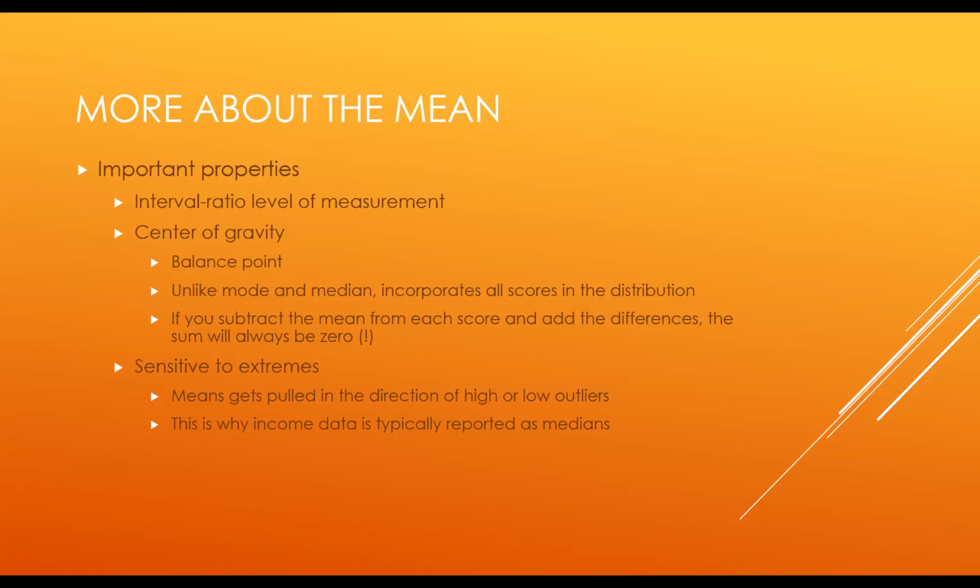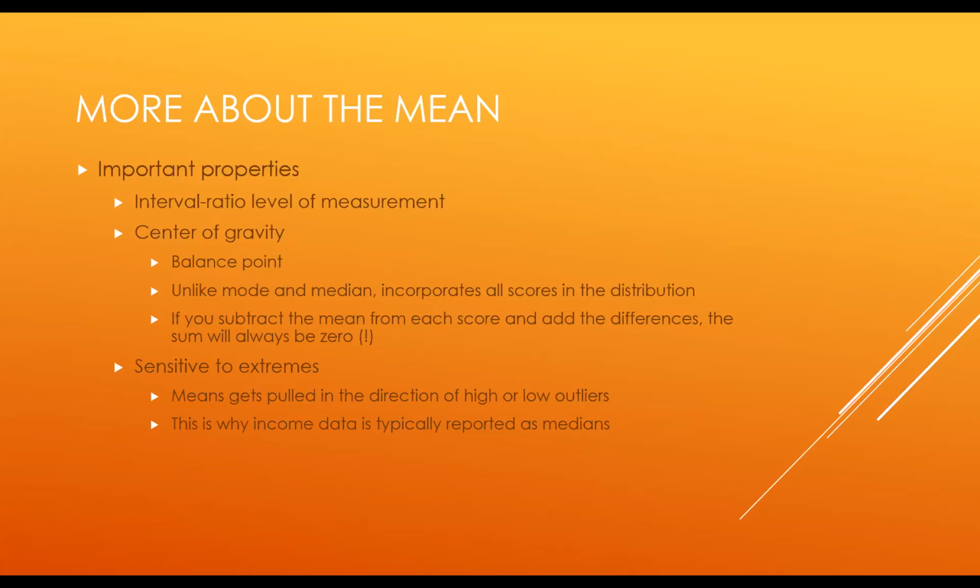Unlike the mode and the median, this one will have a midpoint, like this is it. This is where it is. It's right in the middle. If you subtract the mean from each score and add the differences, the sum will always be 0 because we are doing a numerical mean. So it's always going to add up to 0. It's just a funky, interesting fact.